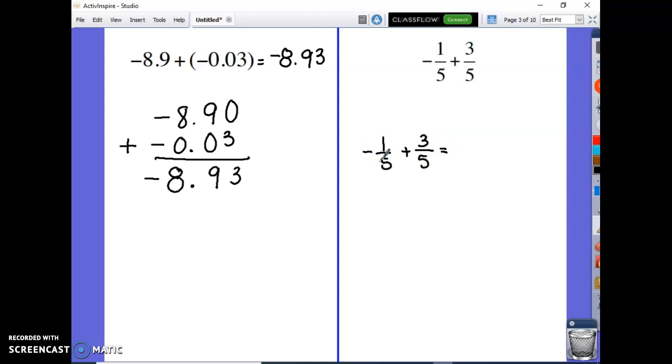They're two different signs, right? We have a negative sign and a positive sign, so we're going to subtract these two numbers and keep the sign of the bigger number. So 3 minus 1 is 2 over 5. Bigger number is 3/5, which is positive, so our answer is 2/5.